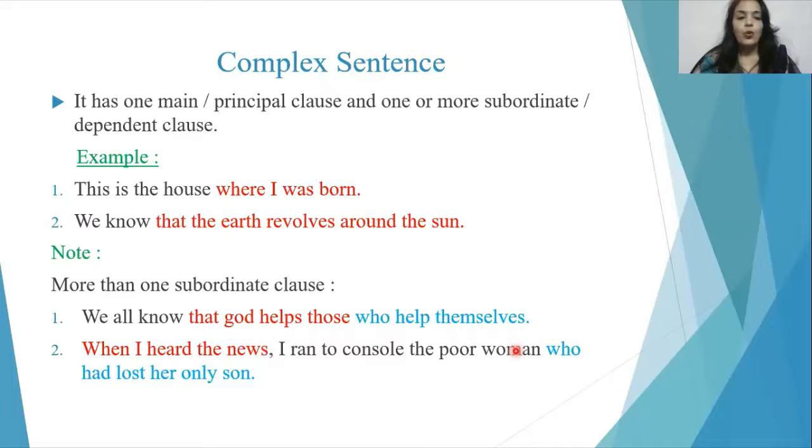Who again is helping us? Who had lost her only son? This, "who had lost her only son," is again a dependent clause. So one principal and two dependent clauses here equals a complex sentence. Now we can understand which type of dependent clauses are used here.